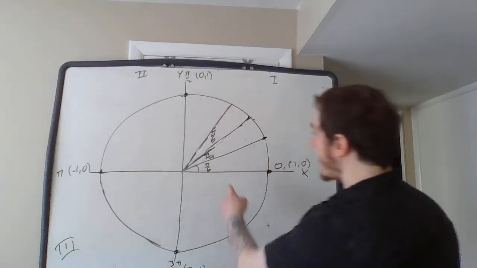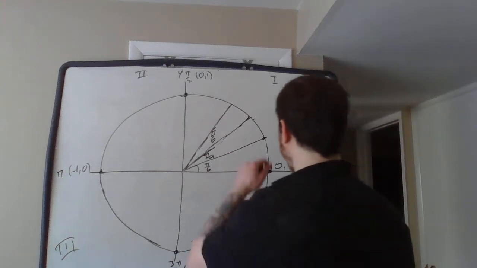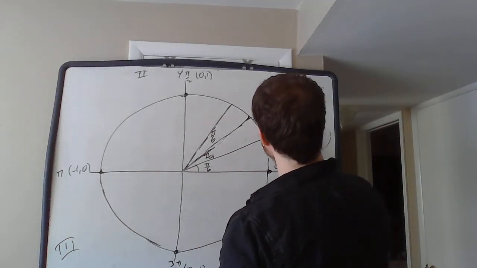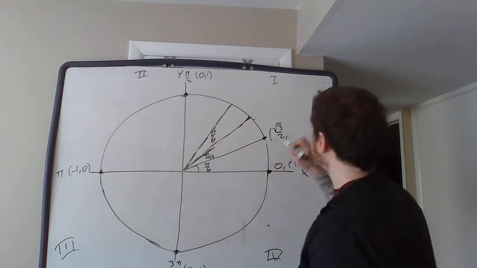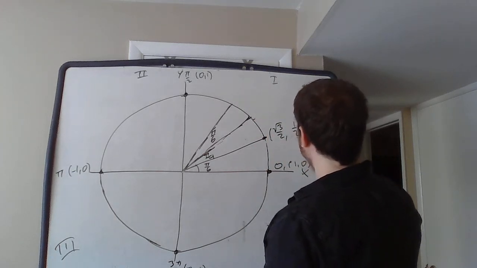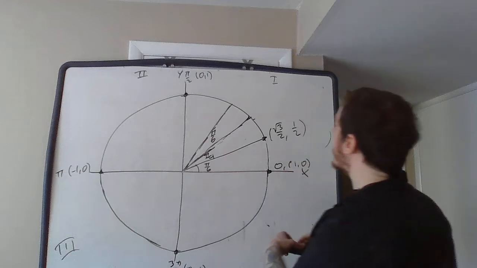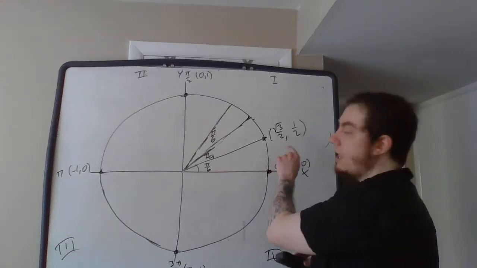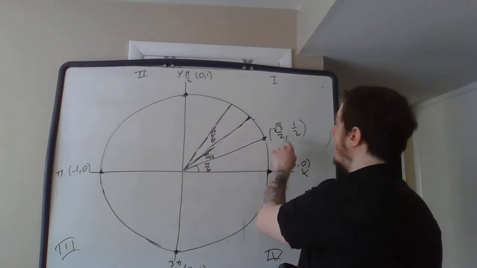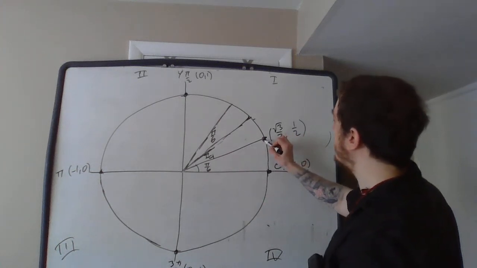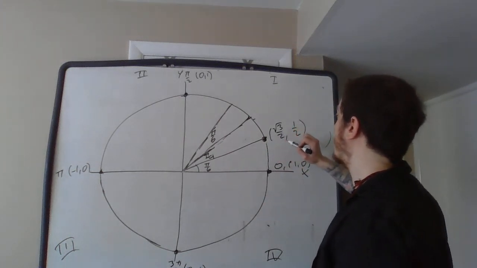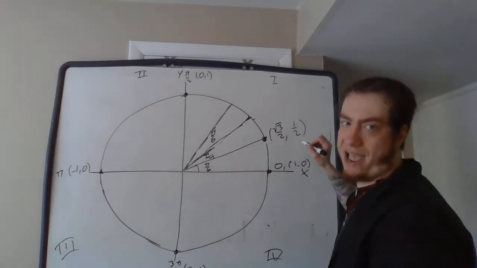Well, the cosine of pi over 6, we said that one is going to be square root 3 over 2, and the sine is 1 over 2. So the x and y coordinates on the unit circle at the terminal point are the cosine and the sine, which means that I can label this point as square root 3 over 2 and 1/2.